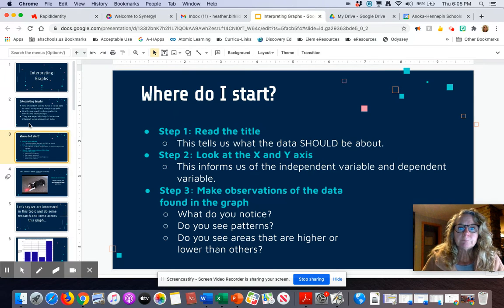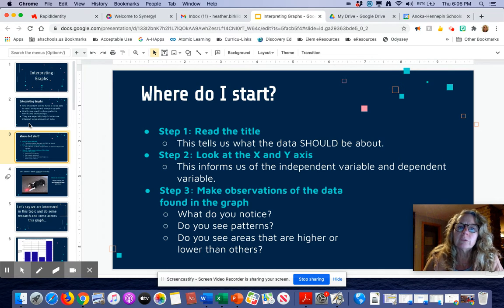Step 2 is to look at the x and the y-axis. The x-axis is the one that goes this way and the y-axis goes this way. The independent variable is almost always on the x-axis, at the bottom. The dependent variable, what you're measuring, is on the y-axis. So x is the independent variable, y is the dependent variable. That often gives us a lot of information about what's being included in the graph. And lastly, we want to look at the data on the graph.